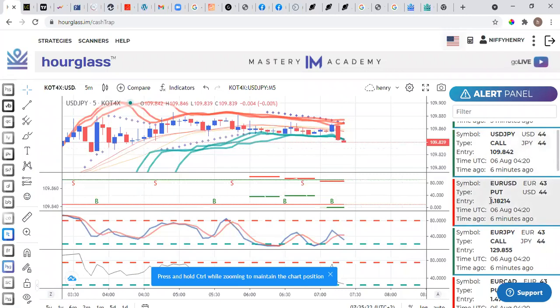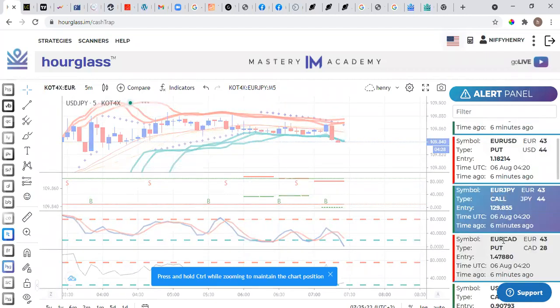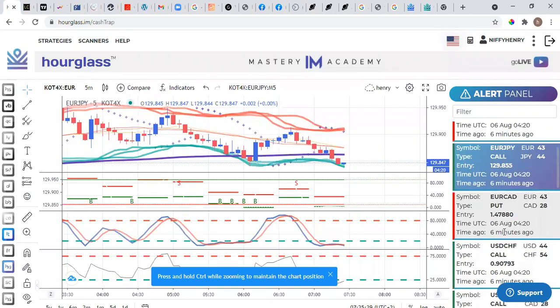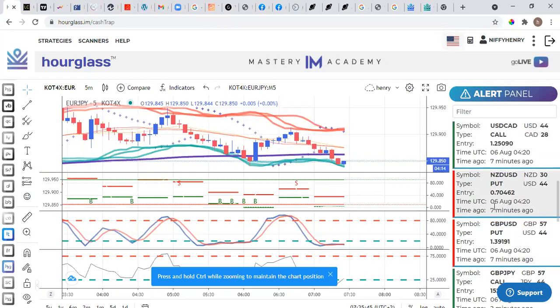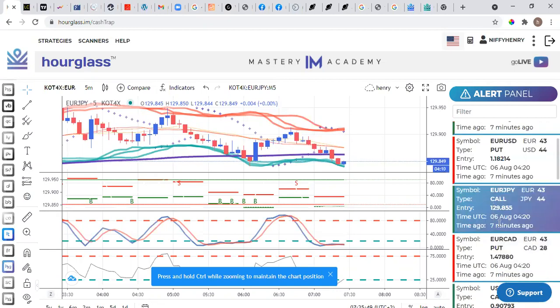Euro US, what is it? Okay, I was on Euro USD. Okay, so I'm waiting for the time that this thing will give me a new trade idea. You see, everything is just 7 minutes ago. Okay, the trade idea was 7 minutes ago.